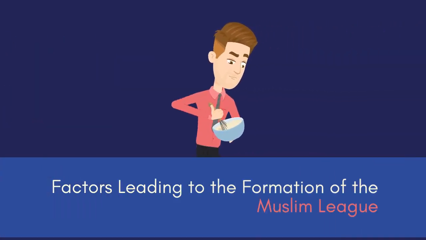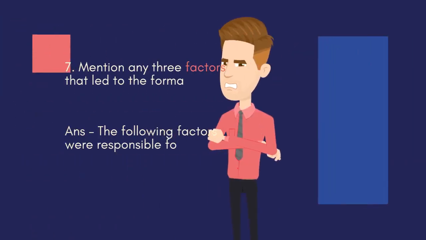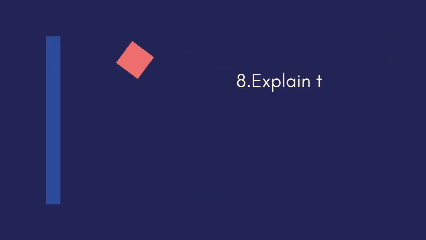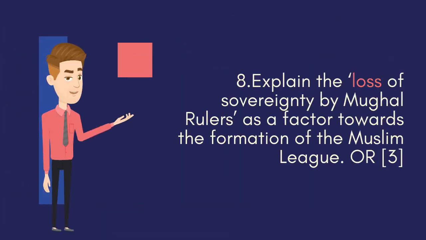Factors leading to the formation of the Muslim League. 7. Mention any 3 factors that led to the formation of the Muslim League in India. 3. The following factors were responsible for the formation of the Muslim League. 8. Explain the loss of sovereignty by Mughal rulers as a factor towards the formation of the Muslim League.